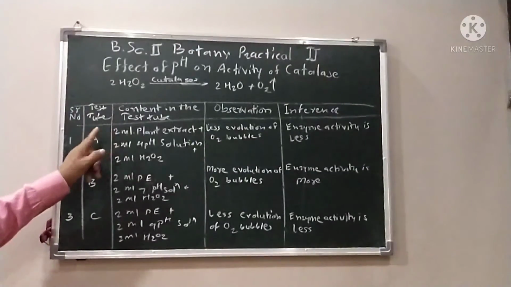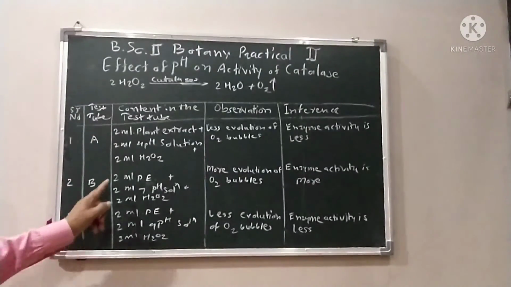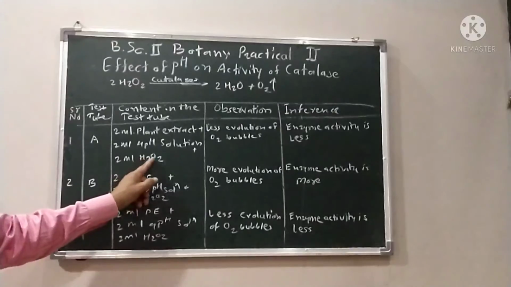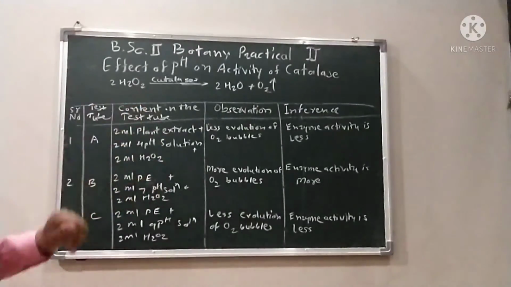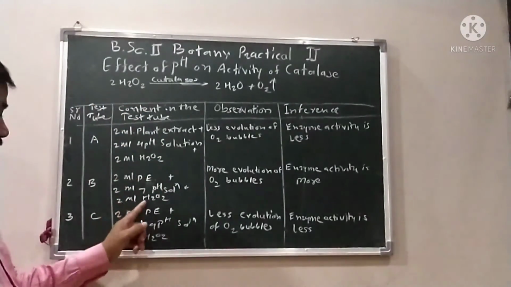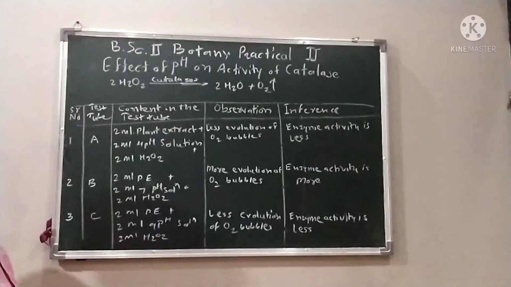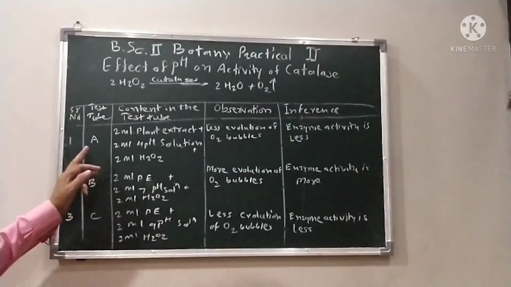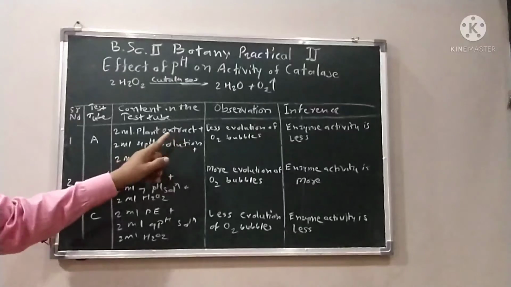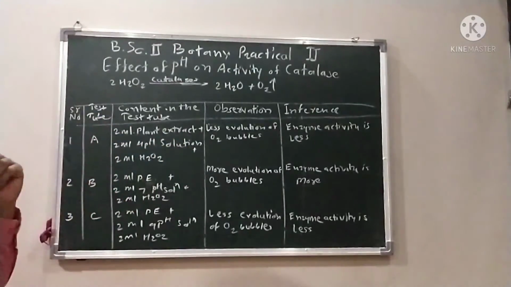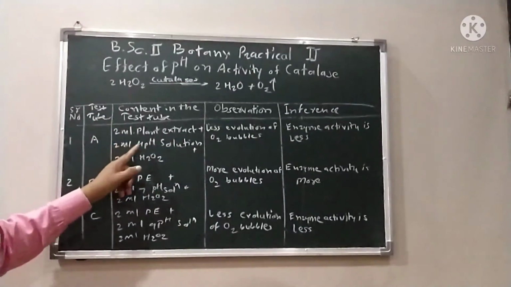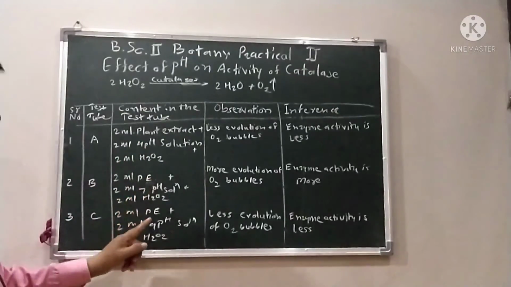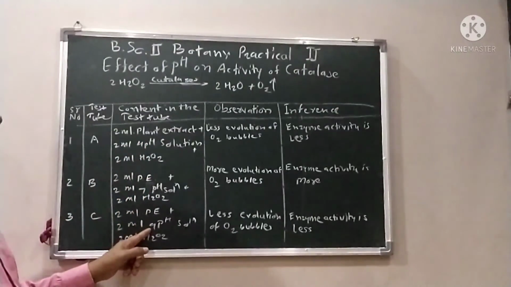And in each and every test tube A, B, C, 2 ml of hydrogen peroxide is poured. Means in each test tube, 2 ml of plant extract and 2 ml of hydrogen peroxide are present. The only difference is the pH 4, pH 7 and pH 9 in the 3 test tubes.